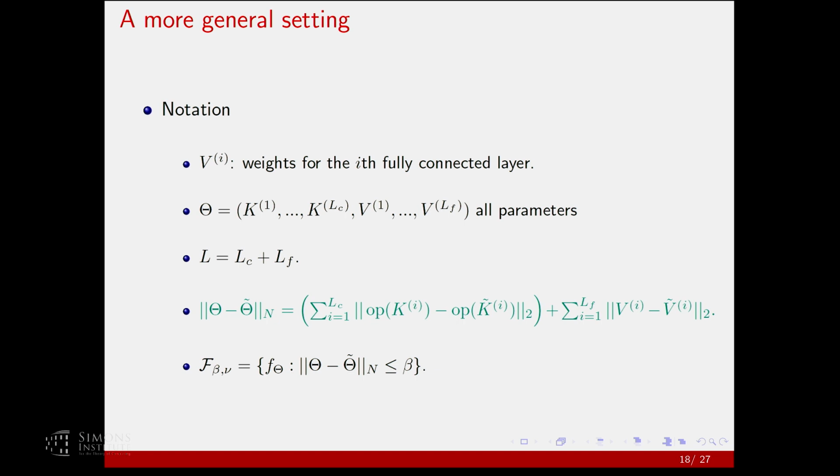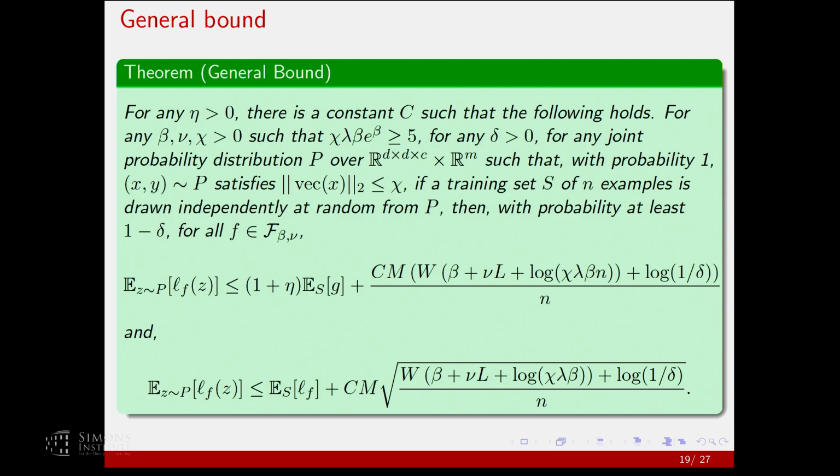The distance to initialization that we look at in this case is that for all the convolutional layers, we take the sum over all of them of the distance to initialization of the operator matrix in a spectral norm, and we sum over all the fully connected layers the difference of the fully connected weights to their initialization, and the spectral norm of that. And we are interested in the set of functions where the distance to initialization defined this way is bounded by some value beta. And we are able to prove these results.